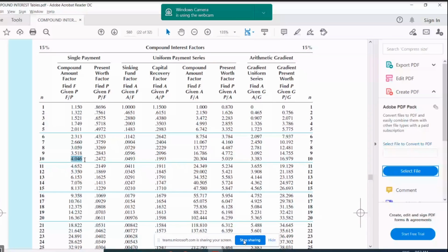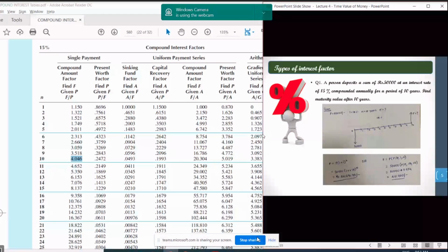Okay, so this 4.046, you will be multiplying it with the principal deposit, that is 50,000, which is nothing but the initial deposit or the principal deposit. That total amount will give you the future value at the end of the 10th year.